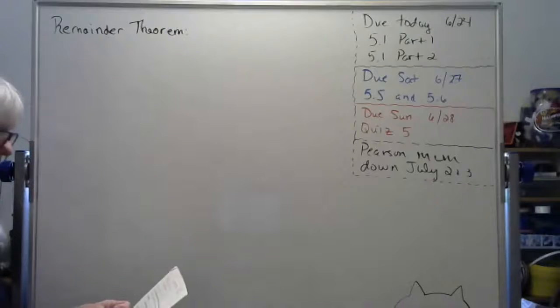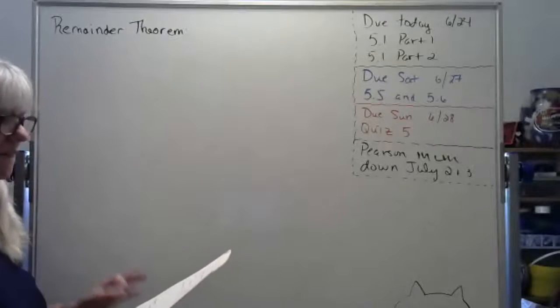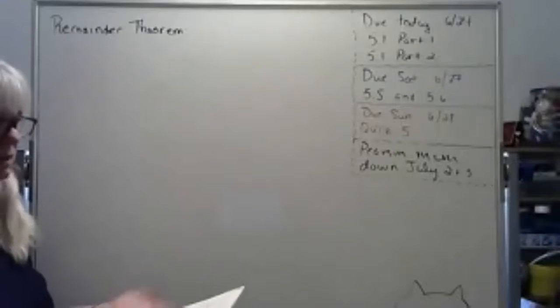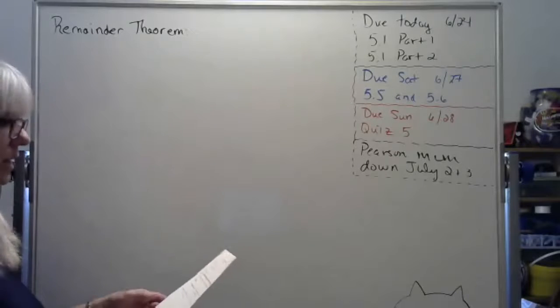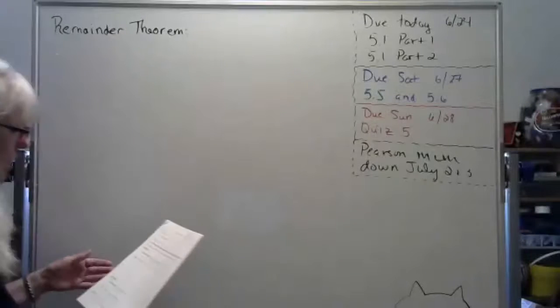Okay, what the remainder theorem says is if you have a polynomial function, and if f of x is divided by x minus c, where c is a constant, then the remainder is f of c. And it's like, okay, that's nice. I have no idea what that means. So we're going to try and explain it.